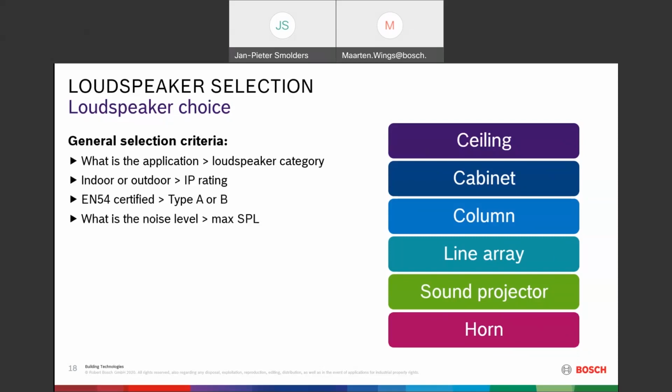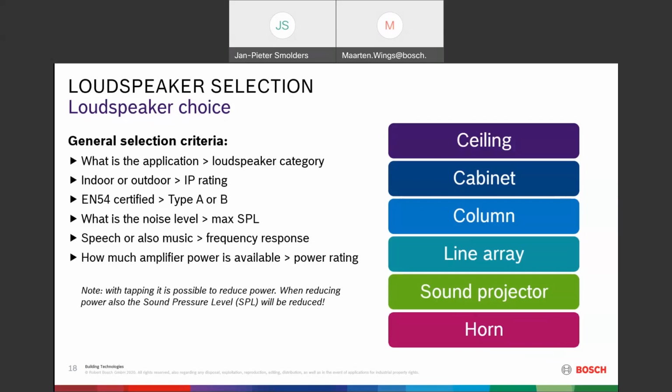What is the noise level? Yeah, we looked at that quite in detail. You must know what the noise level in the room is. So make sure that you choose a loudspeaker that can handle a certain sound pressure level at a certain distance from that loudspeaker. Right, that's important. Do you have to use it for speech or also for music? So look at the frequency response. If you need a loudspeaker also for music, well, don't choose a horn, for instance, that has not the best frequency response. Look at a cabinet loudspeaker, for instance, or a sound system with a dedicated subwoofer.